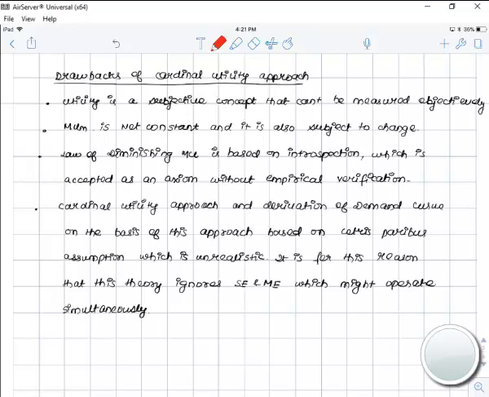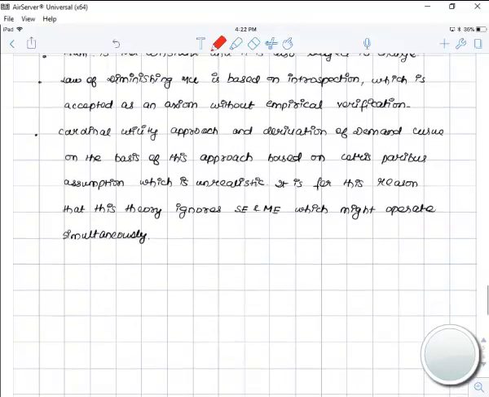Secondly, the marginal utility of money is not constant. It also keeps on changing. We've given you an example earlier as well, right? So when prices of goods have fallen, real income has increased, and the marginal utility of money will fall, right? So that is not constant, but you have assumed it to be constant. So that is also wrong. Again, the law of diminishing marginal utility is based on introspection, and it has been accepted as an axiom without any empirical verifiable data. Okay, so that is another criticism which has been given to the cardinal approach.